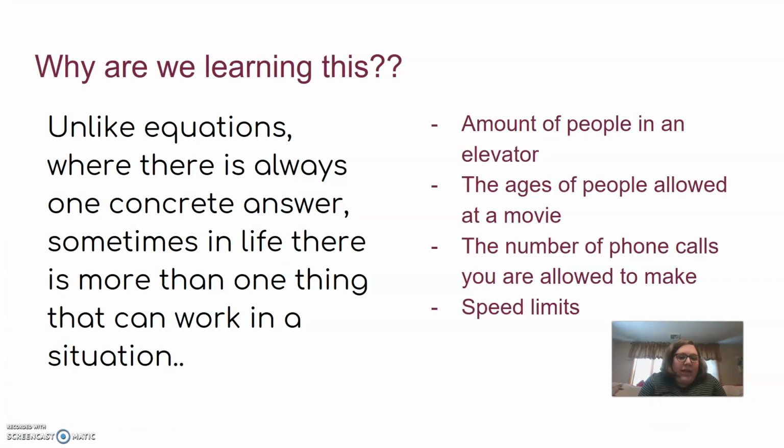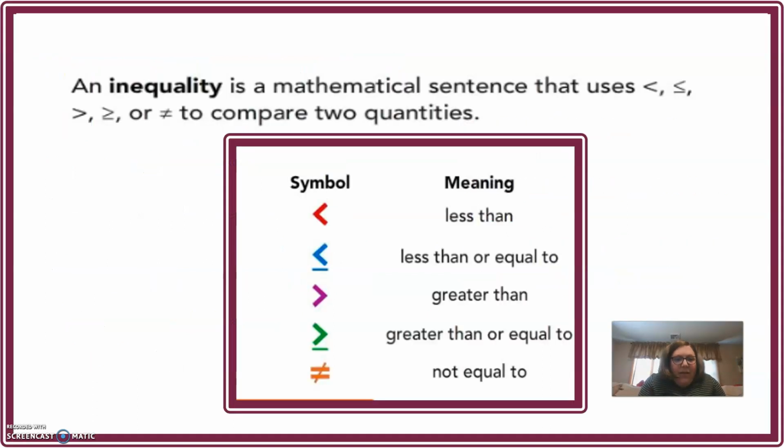So inequalities are used when a situation does not have one concrete answer, meaning that it's not just equal to one thing, there could be many things, like the amount of people allowed in the elevator. It could say it has to be less than 10, which means it could be 8, it could be 6. Ages of people allowed at a movie, the number of phone calls you can make, speed limits, all of that kind of stuff.